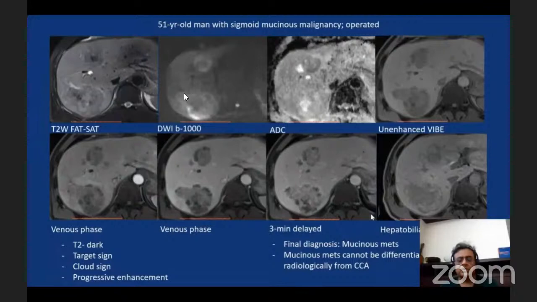This is not a question, because you always have a history of a mucinous malignancy in breast or colorectal cancer in such patients, or with metastasis.